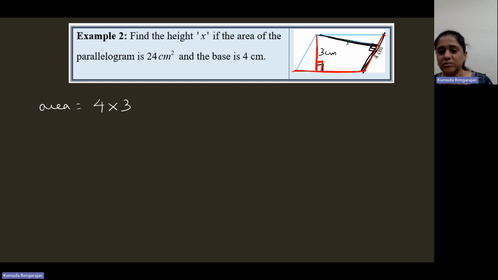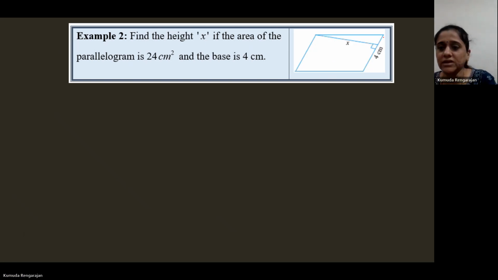If you take this side as the base, then you can take this as the altitude. But the length of this side is not given. So you cannot take 3 as the altitude. What is given to you? This side, 4 centimeters. So you have to take this side as the base, right? So then which is the altitude? This is the altitude, right?